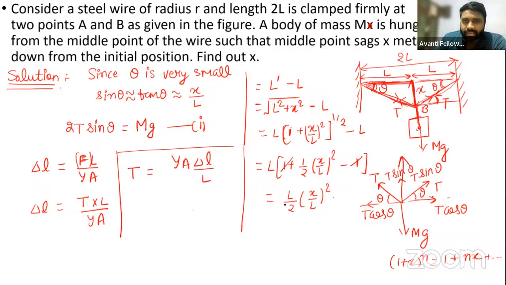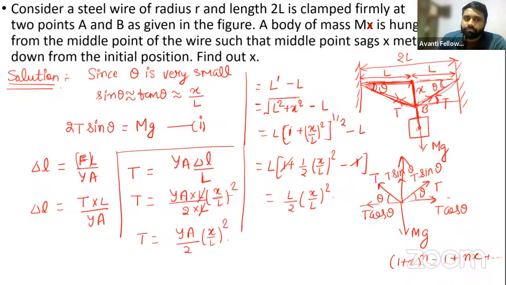Now delta L we have calculated. So tension would become Y into A into the value of delta L, which is L by 2 (x by L) whole square, divided by L. This L and L will cancel out. So tension would become YA upon 2 into (x by L) whole square.